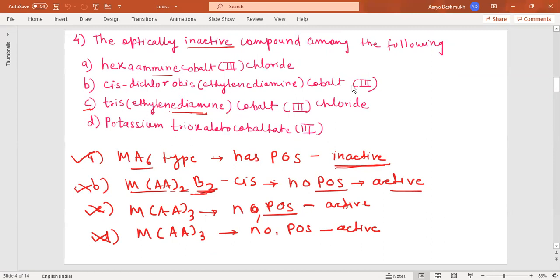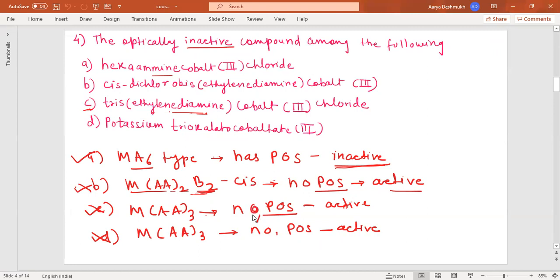Cis-dichloro, for this second option, this is an MA2B2 type of complex. You can draw the structure, write the molecular formula for this. You will easily be able to find the type of the complex here. Okay. Now the third one, tris(ethylenediamine)cobalt(III) chloride. This is an M(AA)3 type of complex. So no plane of symmetry here, also no plane of symmetry. M(AA)3 again, no plane of symmetry.